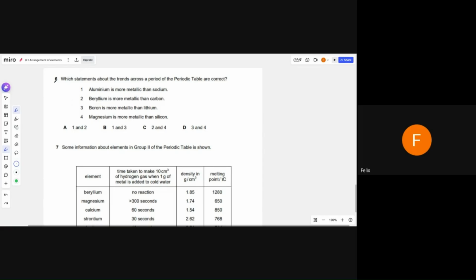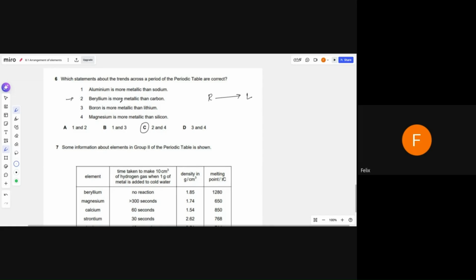So I've added a question here, question number 6, which says: which statements about the trends across a period of the periodic table are correct? Number one, aluminum is more reactive and more metallic than sodium. Two, beryllium is more metallic than carbon. Three, boron is more metallic than lithium. Number four, magnesium is more metallic than silicon. So we learned that metallic character decreases from left to right across the period, right? So the answer is C, 2 and 4.